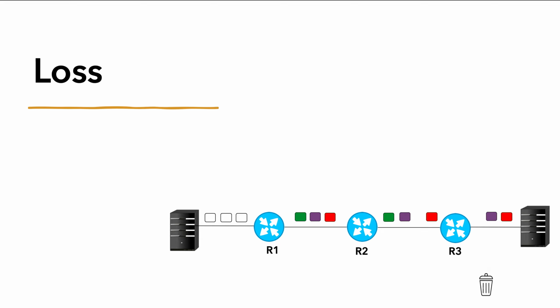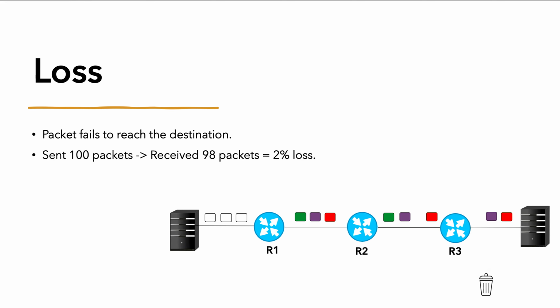So the next characteristic is loss. Packet loss occurs when packets traveling across a network fail to reach the destination. If the sender for some application sends 100 packets and only 98 arrive at the destination, the application flow experiences 2% loss.